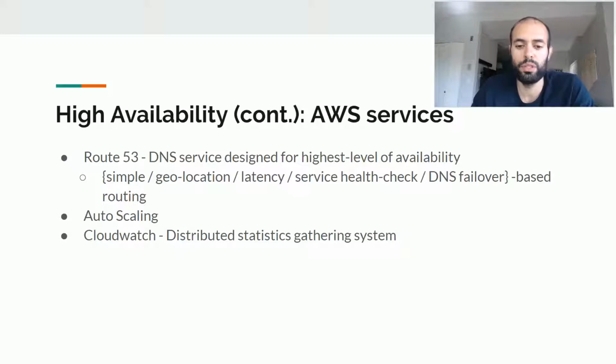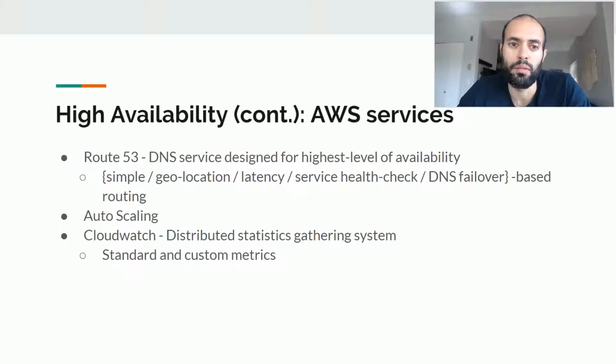CloudWatch is a distributed statistics gathering system. CloudWatch is kind of like the dashboard for determining the availability of your service. It includes standard and custom metrics as I've outlined in my video. So that is a brief overview on what it means to be fault tolerant and highly available. They're kind of similar concepts, but they reflect different aspects of a distributed system, and understanding how AWS facilitates both is an important part of being a cloud practitioner.